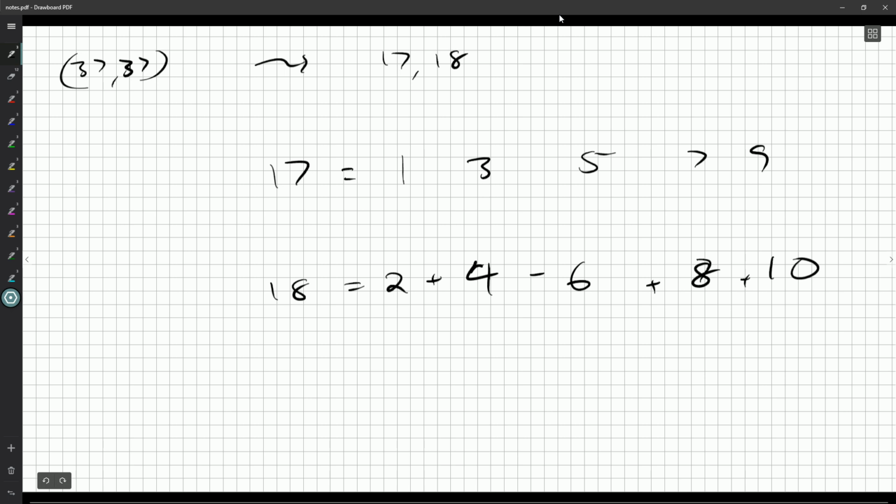17, let's do 7, 1, and 9. 1 and 9 make 10, and 7 makes 17. The 3 and the 5. So it looks like the odd ones are kind of hard to do. Or maybe I just need to try a little harder from like that 22.